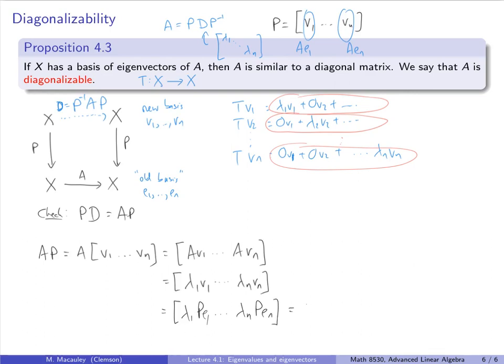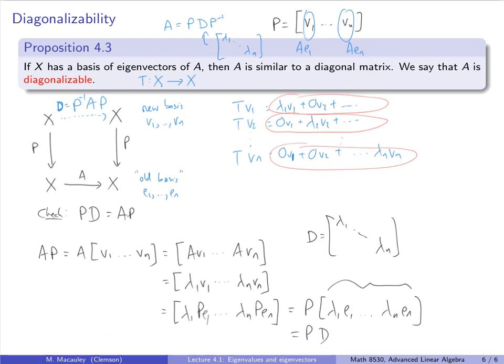Now I can pull the P out, so I can write this as P times lambda 1 E1 up to lambda n En. And now notice what we have here. This thing here is just the diagonal matrix, lambda 1 up to lambda n, so this is D, so this is P D. And we have indeed verified that A times P is P times D. In other words, doing P then A is the same as doing D and then doing P.